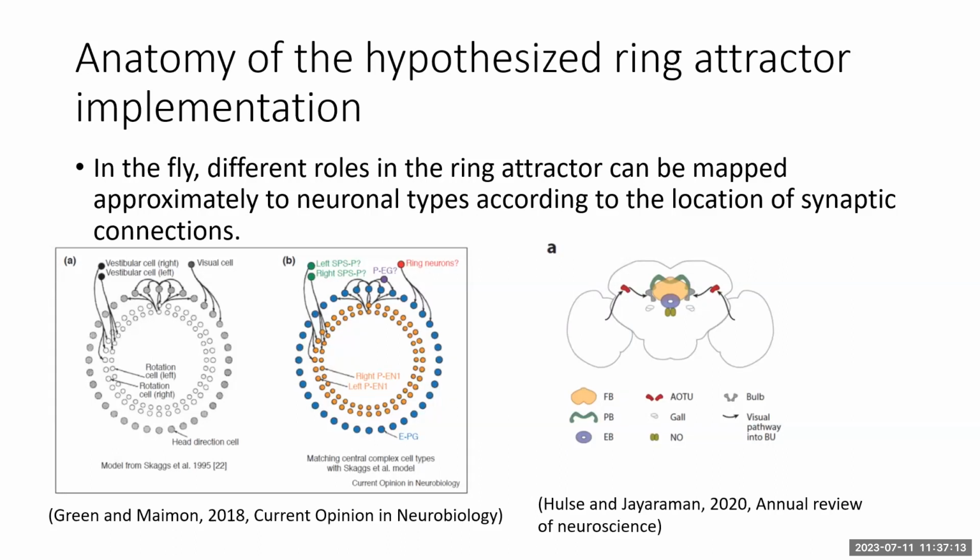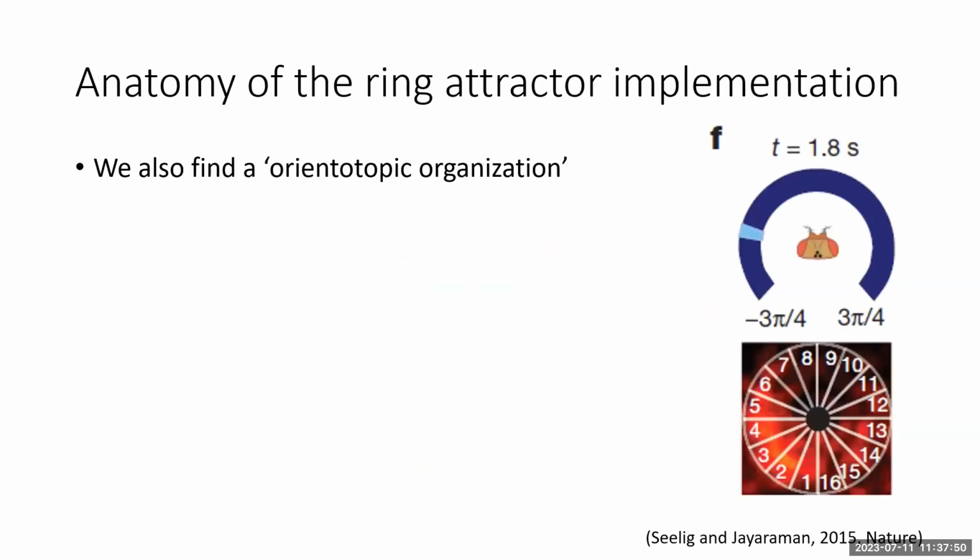So in the fly, we can assign different roles in the ring attractor to different neuronal types according to the location of synaptic connections. So we say we have neurons with dendrites in the ellipsoid body, and these are the neurons that represent head direction, and we also have other neurons in different areas that represent velocity, and we have the stimular cells and cells that give visual inputs. So we can actually do this very nice anatomical mapping between different neuronal types and different properties in the model. And also we have kind of an orientotopic organization, right?